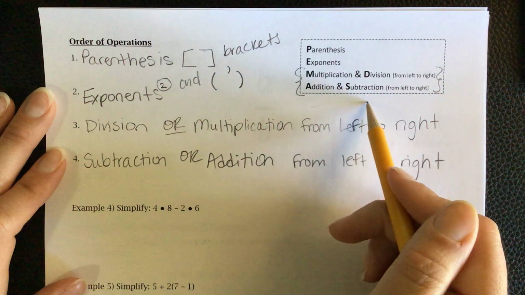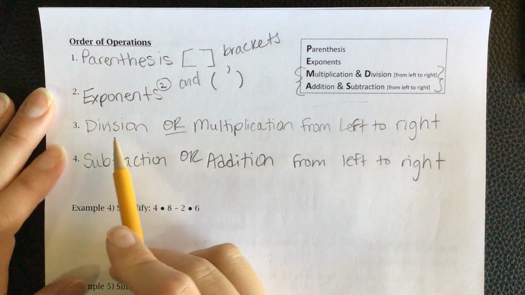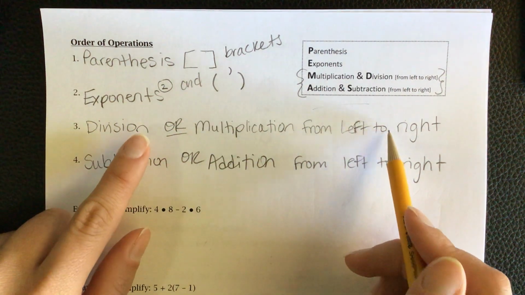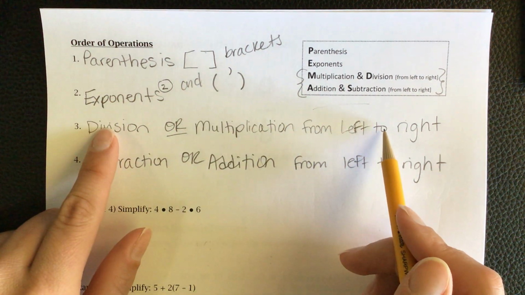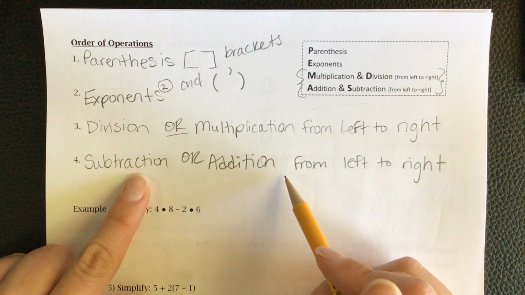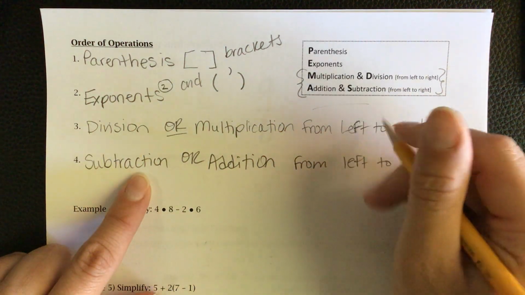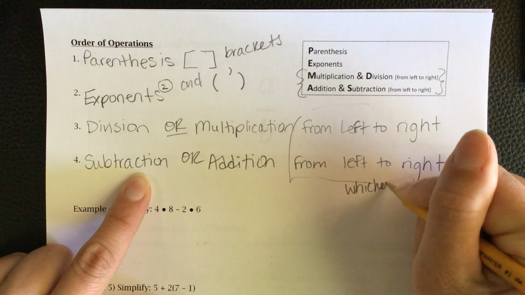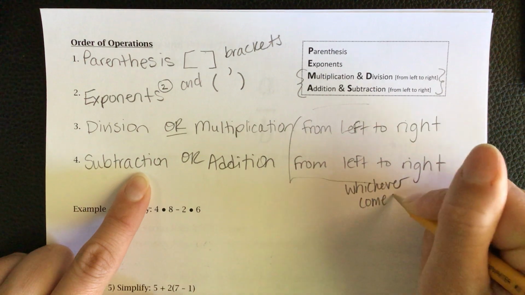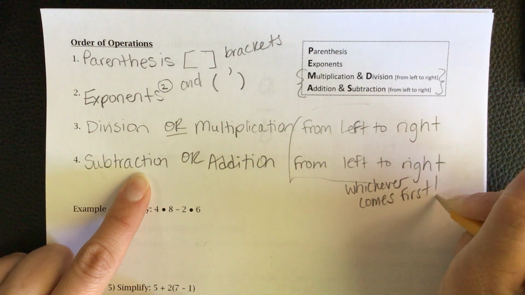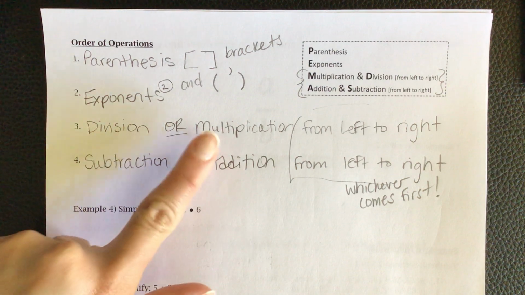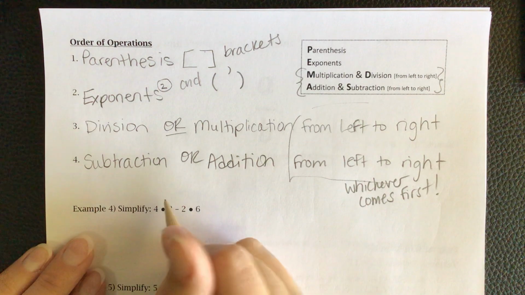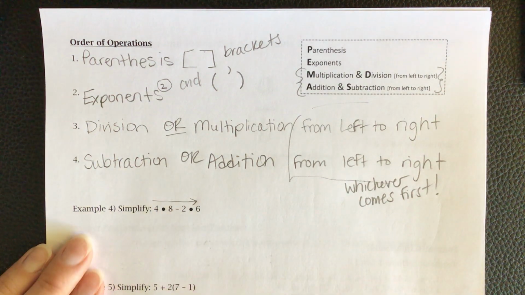We were taught PEMDAS. And that was a fantastic system, but it made it so that a lot of people didn't realize that it was division or multiplication from left to right, whichever one comes first. Same thing as subtraction or addition, it's whichever comes first. So this part right here, it's whichever comes first. Let's be very particular. You divide if it comes before multiplication, you subtract if it comes before addition. You're always going to work from the left to the right.